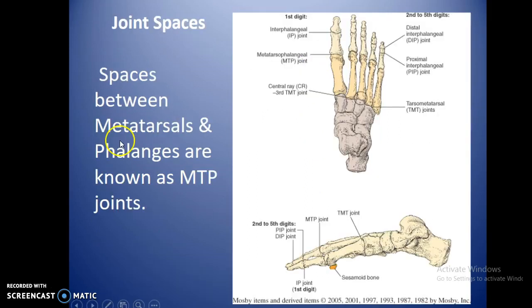Spaces between the metatarsals and phalanges are known as the MTP joints. So instead of CP, you have MTP, which will be these joints right here. The metatarsals being these, and then you'll have your phalanges at the distal portions of those.